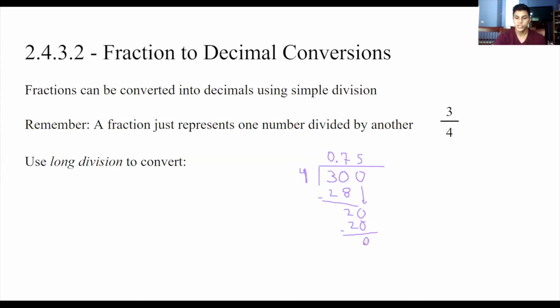And then with long division, you always know that if you get 0 at the end, that means you finished the long division question. So I don't have to add any more zeros onto the end because there's nothing else to bring down. I just have 0 at the bottom.